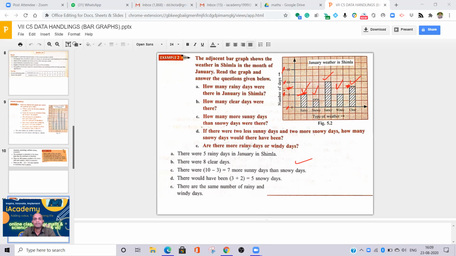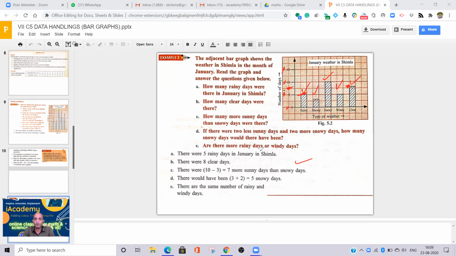Okay. The last one: if there were 2 fewer sunny days and 2 more snowy days, how many snowy days would there have been? मतलब, if there were fewer sunny days. Sunny days कितना है अभी? उसपे 2 less कर दो. Okay. And 2 more snowy days. ज़्यादा बढ़ा दो इसको. How many snowy days would there have been? मतलब क्या करना है? उसपे 2 कम करके इसके यहाँ डाल दो. Then it will be 5 snowy days. Right?